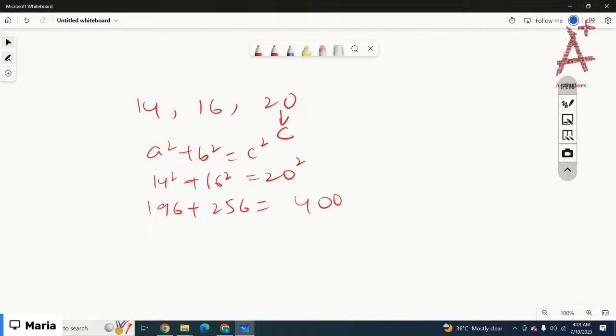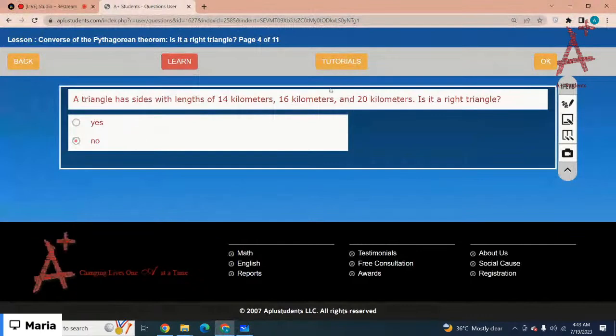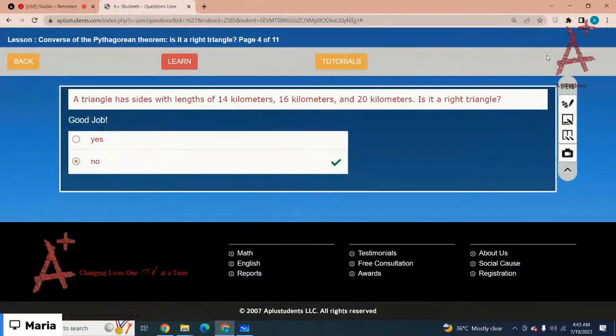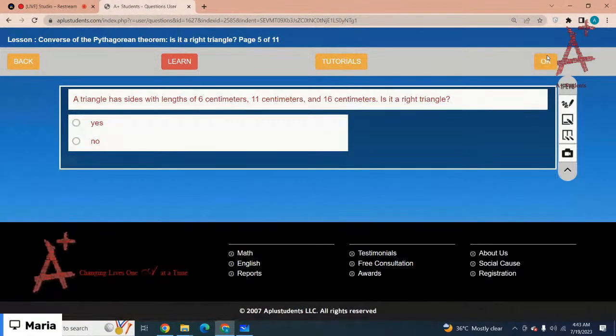No, I think they are not equal. Let me just check on the calculator. 14 square is 196. Yes, 196 plus 256 is 452. So they are not equal. Got it? That means this is not a right angle triangle. The correct option is no, this is not a right angle triangle. Got it? Okay, you can complete the test by yourself later today.